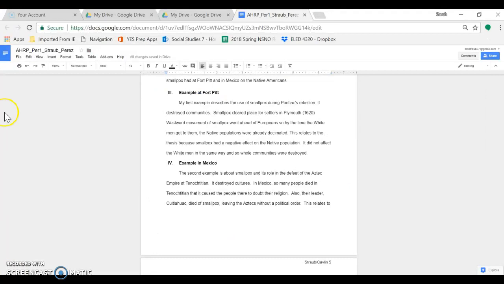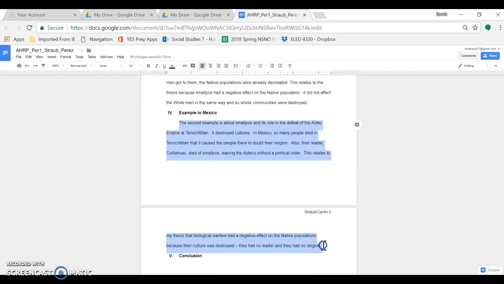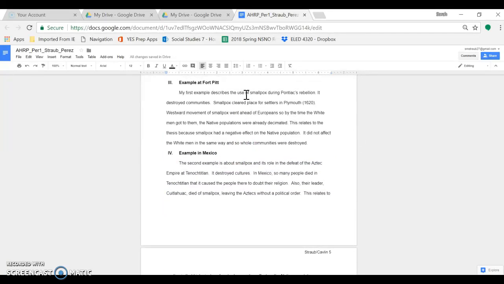Using my example, I was able to add my 2 paragraphs. The first one is my example at Fort Pitt, and my second one is my example in Mexico. Now, these are way shorter than my other paragraphs, and that's okay. If you wanted to add more information, definitely do. I just really tried to follow the expository outline. I have my topic sentence, though, which is something you're going to have to add.